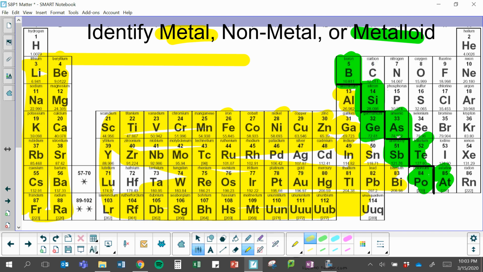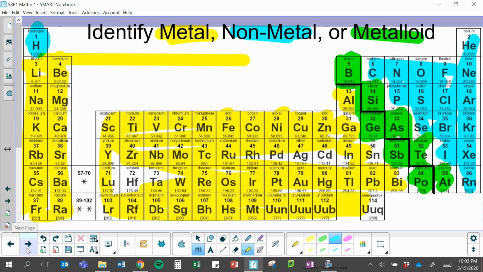our stairs actually stop before they get to hydrogen. So hydrogen is kind of like above our stairs, you can think about. So our non-metals then are going to be everything else up here to the right of our staircase, to the right of those metalloids, and then also hydrogen. So hydrogen is that one thing that we have to remember. That is a non-metal.